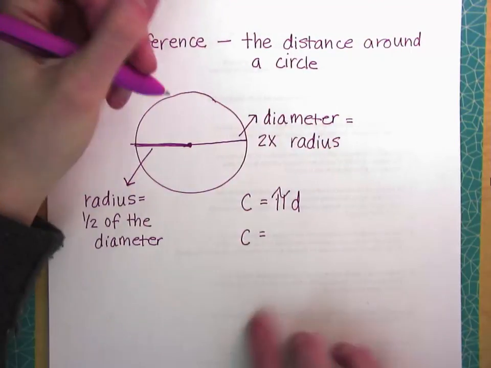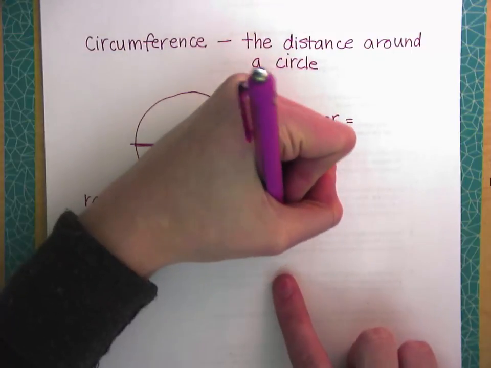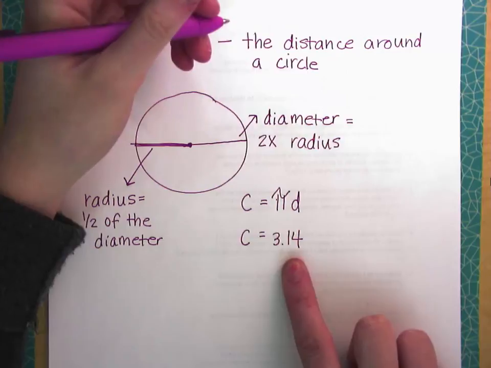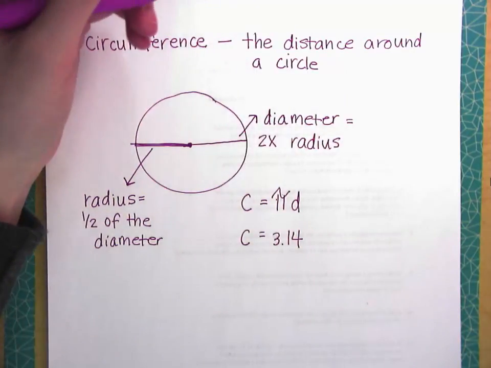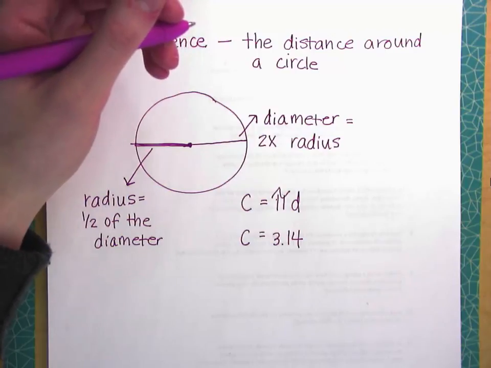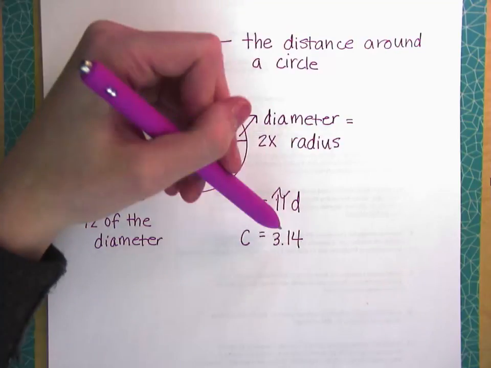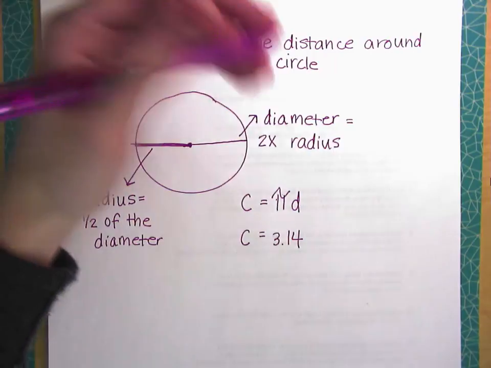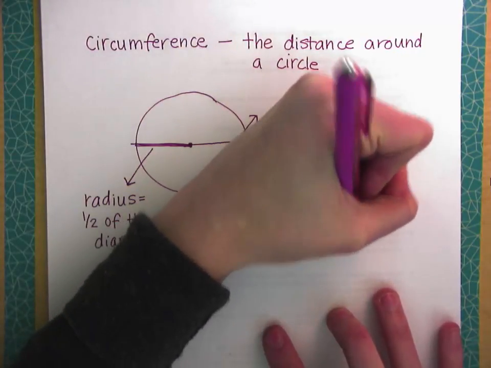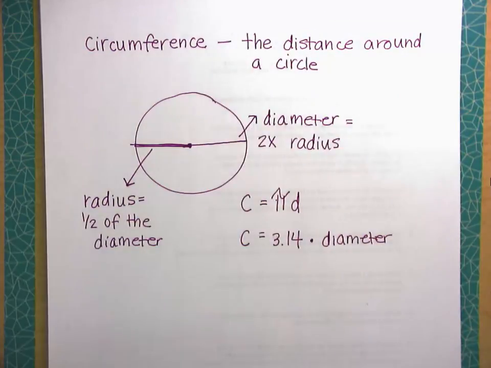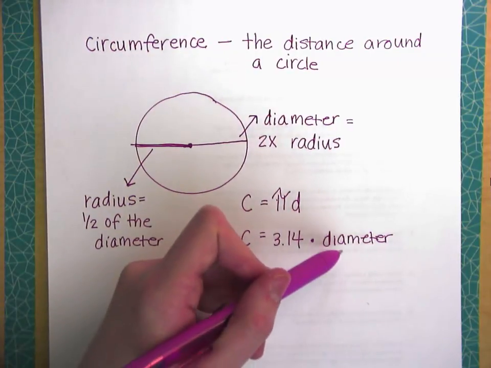So if I were to write that out, for pi, we're going to use 3.14. If you were to type pi into your calculator, it would give you this really, really long decimal. Yeah, and it just keeps going. But for our purposes, we're going to just use 3.14. So it's 3.14 times the diameter. Okay? So if I were to give you a picture of a circle, and the diameter is labeled, all you have to do is take 3.14, multiply it by that number, and that would give you the circumference.